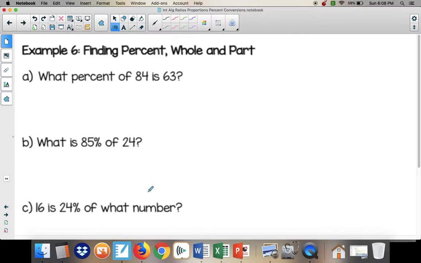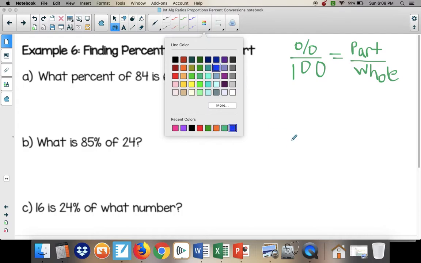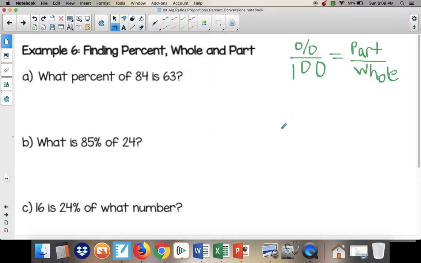All right, we are into percents and then we are almost done. So percents, you can either do it where you are taking percent out of 100 equals part over whole. The other is called a percent equation. So what is it?